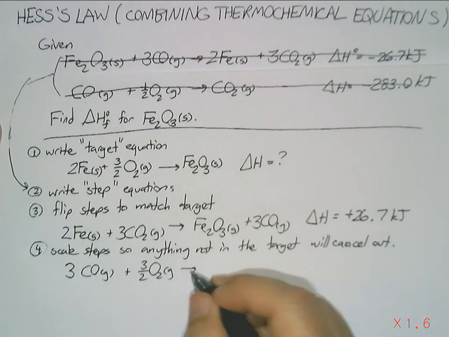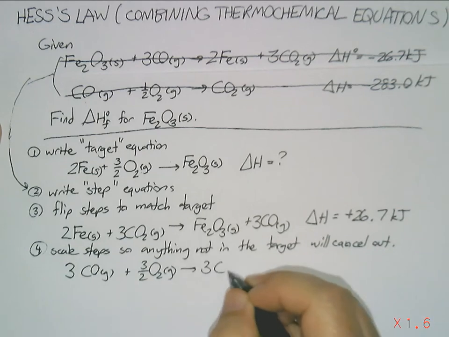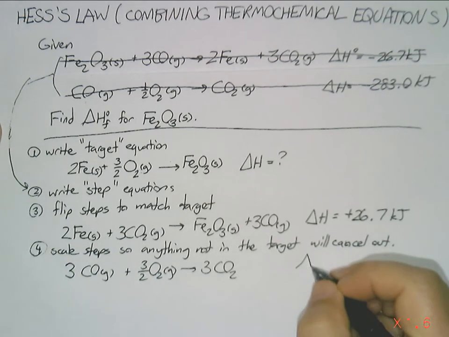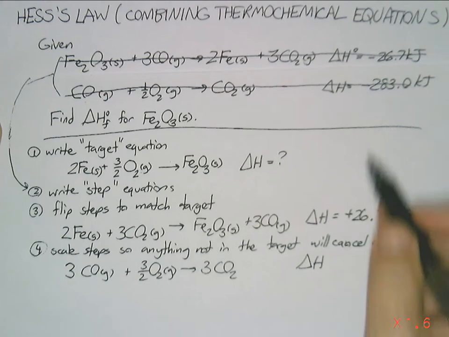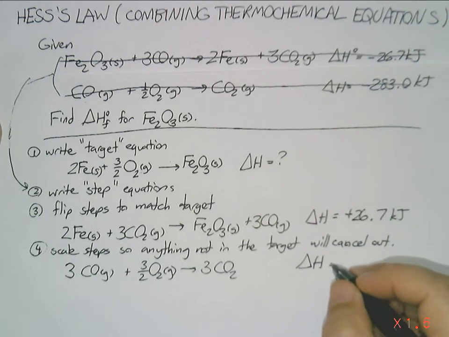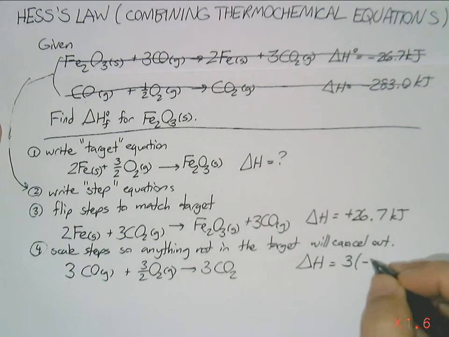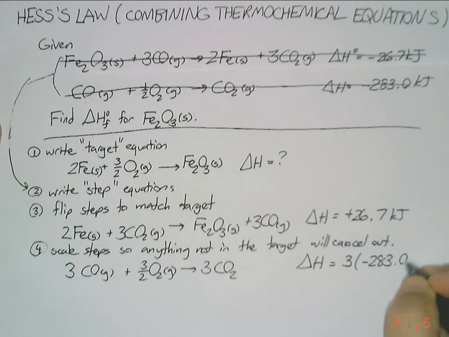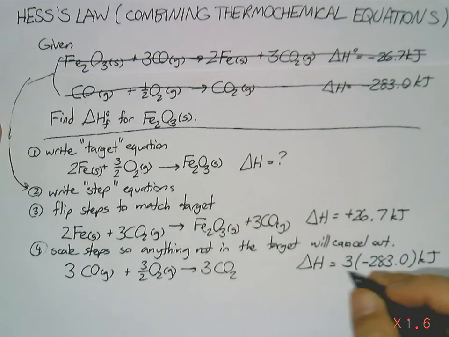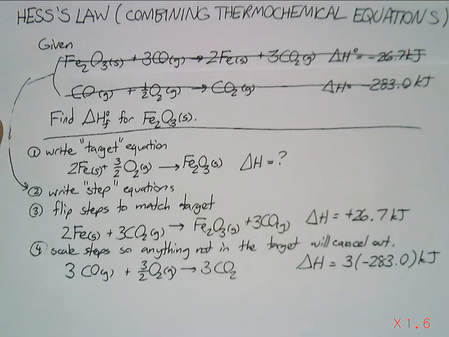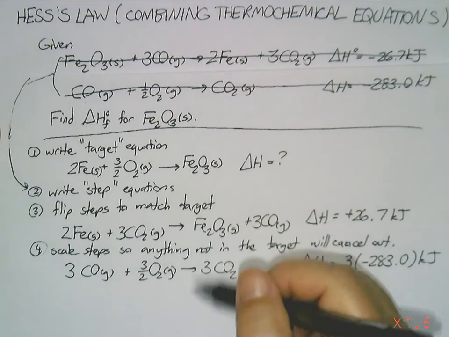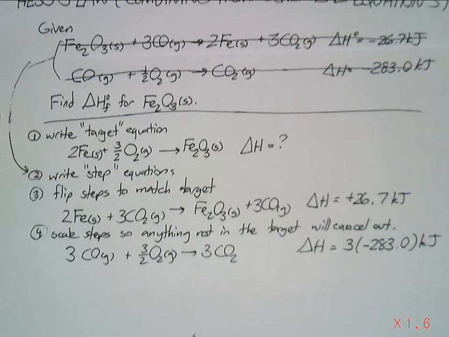It goes to 3 CO2s. And then what's delta H for that? It's going to be 3 times minus 283.0 kilojoules. 3 times that, whatever that is. Alright, so now these are my 2 steps at this point.